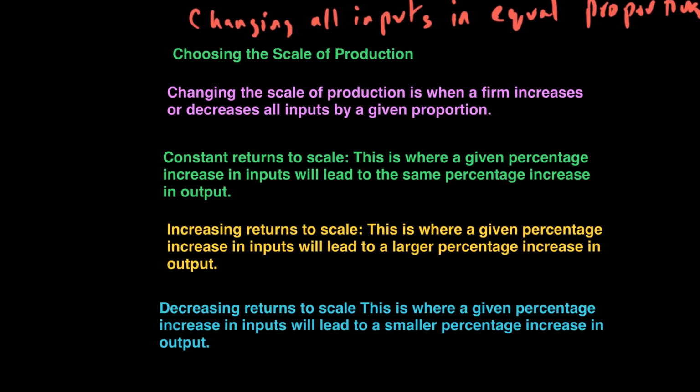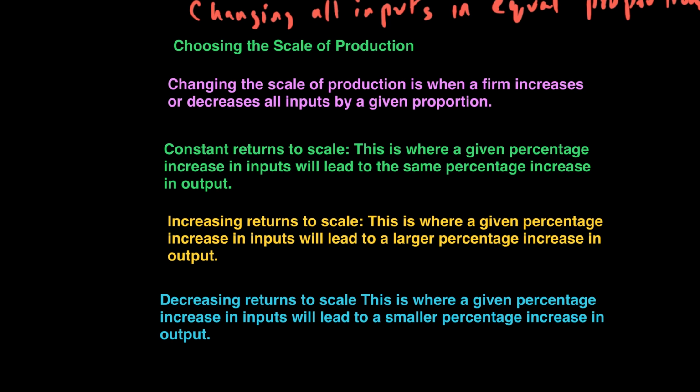There are three things that can come about. When we change the scale of production, increasing or decreasing all inputs in a given proportion, then three things can happen. Number one is constant returns to scale. Number two is increasing returns to scale, and number three is decreasing returns to scale.